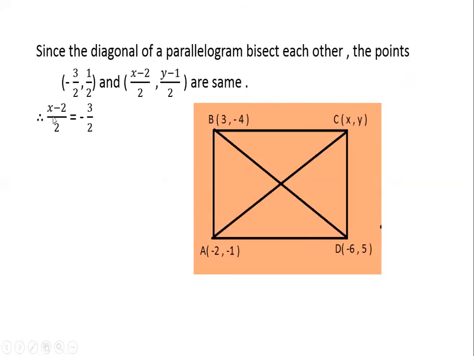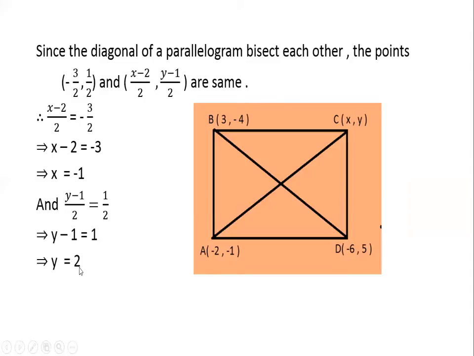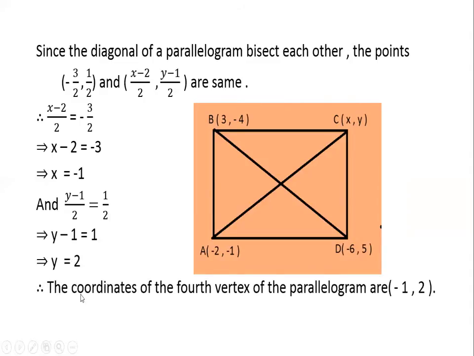So from this, we can write x minus 2 by 2 equal to -3 by 2. After calculation, we can write x minus 2 equal to -3. That means x equal to -1. And y minus 1 by 2 equal to half. y minus 1 equal to 1. That means y equal to 2. Finally, we get the coordinates of the fourth vertex of the parallelogram are -1, 2. This is the fourth vertex, which is -1, 2.